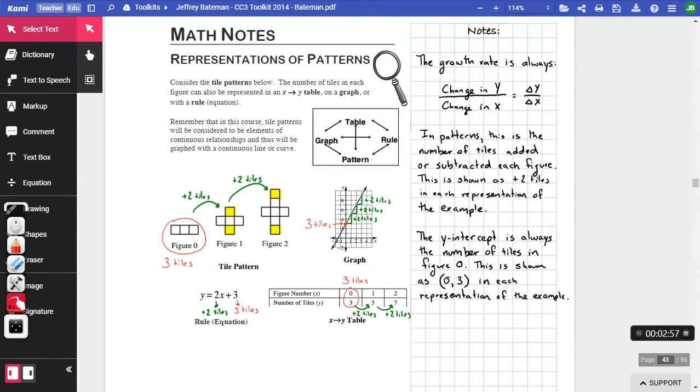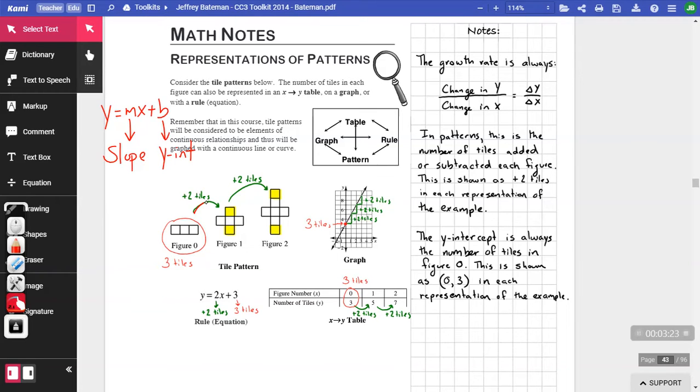So coming back now to this toolkit entry, now we can see how we can use the information we just saw about the slope-intercept form of a line, y equals mx plus b, to identify two things, my slope or my growth rate and my y-intercept. Those are the two things, and if you can identify those in any of the forms given, you're good to go. I'm going to start off with our tile pattern.